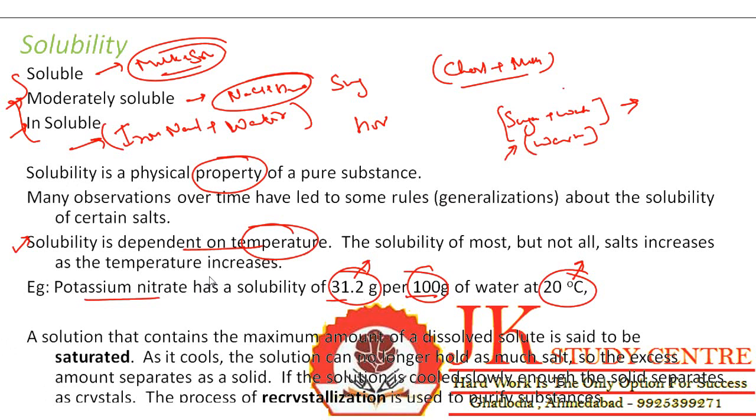A solution that contains the maximum amount of dissolved solid is called saturated. For example, if I take 100 gram of water and dissolve this much potassium nitrate, I call it saturated. But now, if this is saturated and I cool it to, let's suppose, 5 degrees Celsius, at 5 degrees Celsius it can hold, let's suppose, only 25 grams, right? Now the extra 6.2 grams will come out, and that will be a solid.